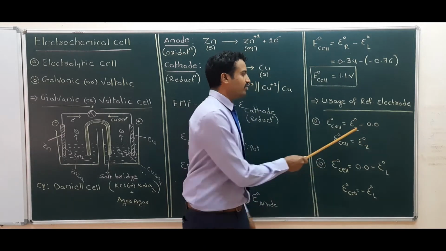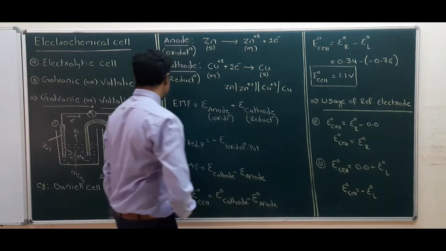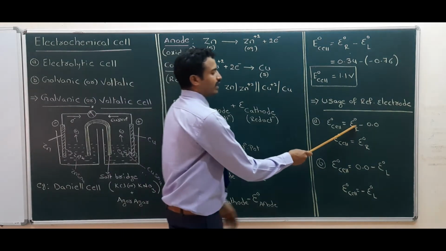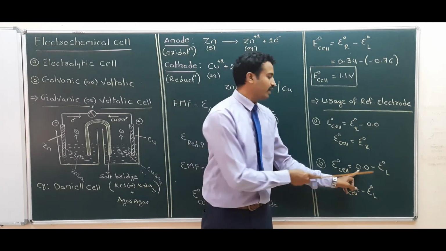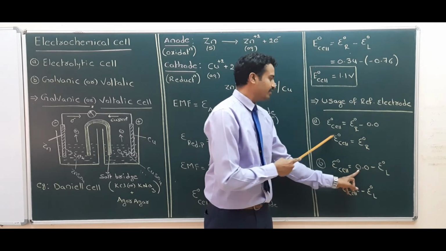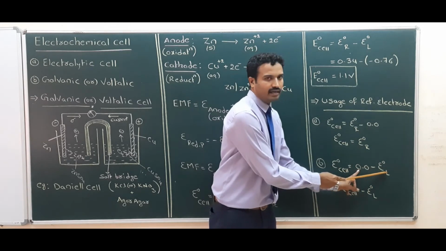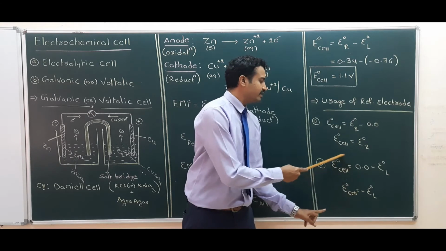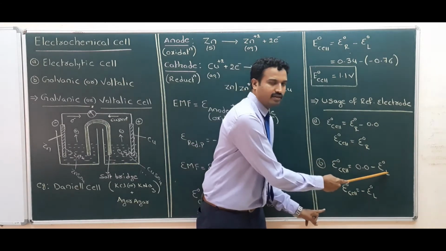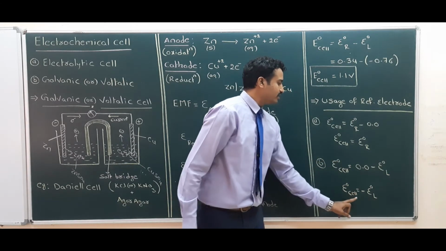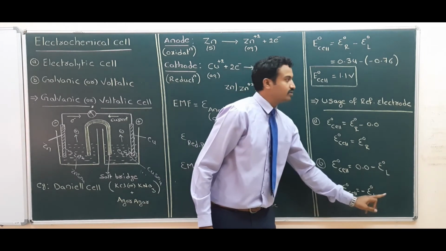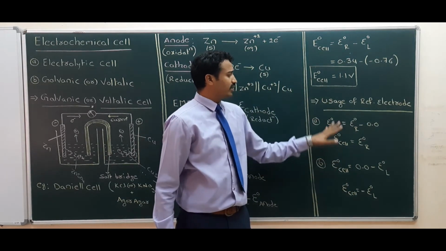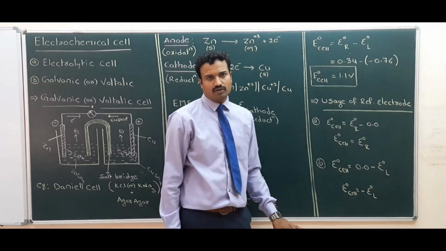In the same way, if the right value, the cathode value, is taken as a reference electrode, with the other electrode value being 0.0 volts, then for the left one, the anode, we need to calculate the amount of electricity generated because of it. So here the E naught cell is equal to minus of the E naught left value. So this is the method of usage of the reference electrode.